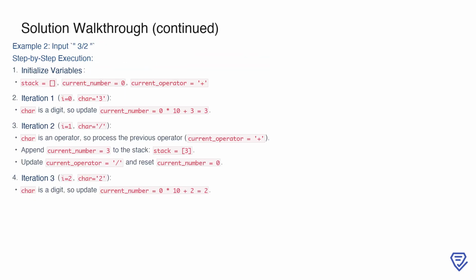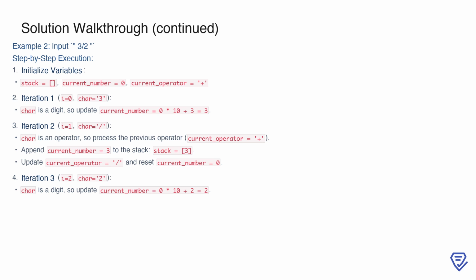In this second example, we evaluate the expression 3/2. We start by initializing the same variables: an empty stack, current_number equals 0, and current_operator equals plus. In the first iteration, the character is 3, a digit. We update current_number to 3 by multiplying by 10 and adding the digit.